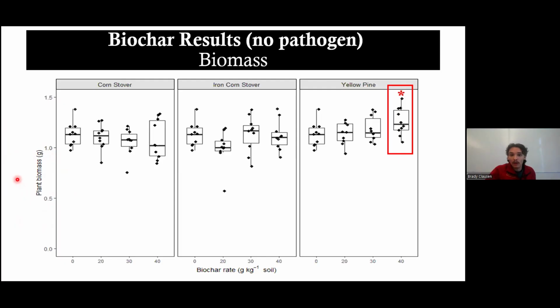Essentially, overall, we found no effect of autothermal biochar out of any of them on plant growth or in terms of plant biomass. The only thing we found was it seems like there was an increasing plant biomass with the increasing rate of yellow pine. And then at the 40 grams per kilogram, we finally see a statistical difference from the control. So, of course, just showcasing that yellow pine seemed to promote plant biomass a little bit. And again, this is without the pathogen. So no pathogen is present in these plants. We're just looking at baseline plant health performance.